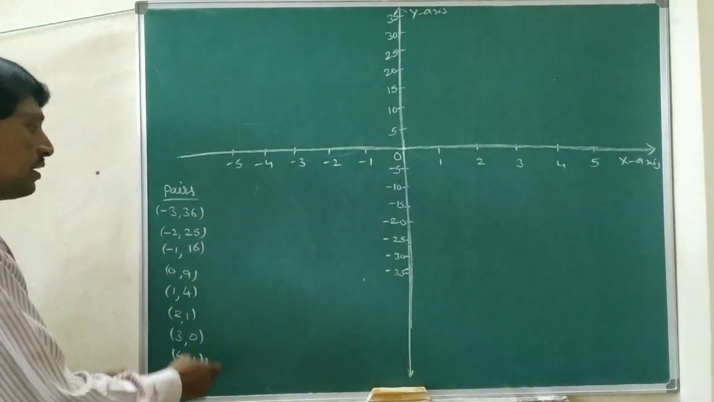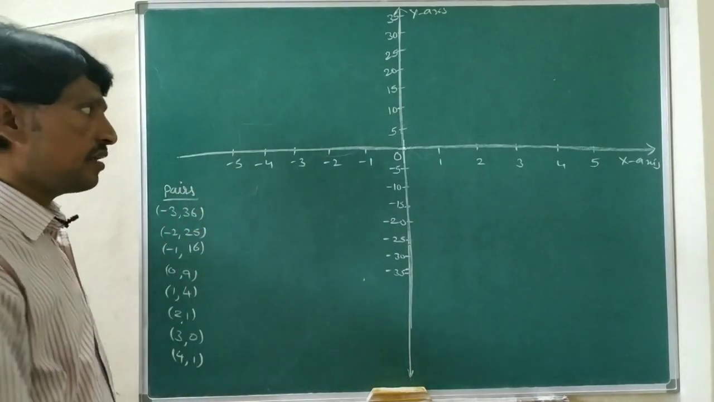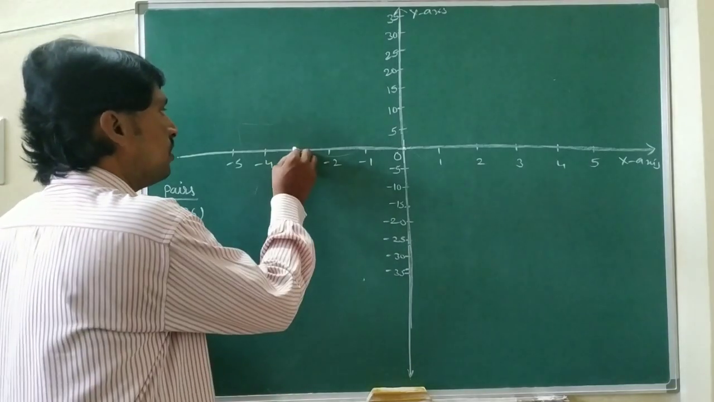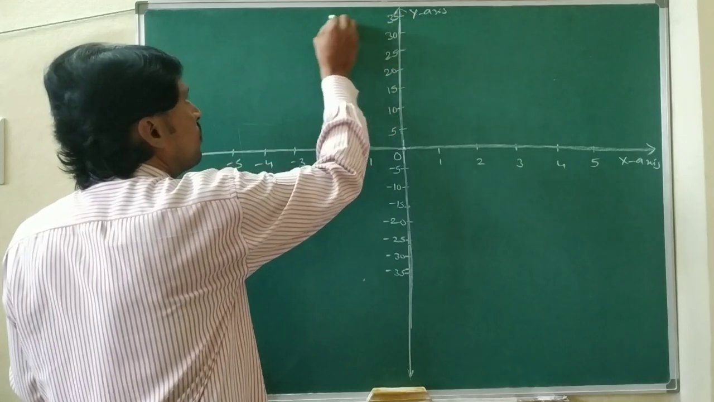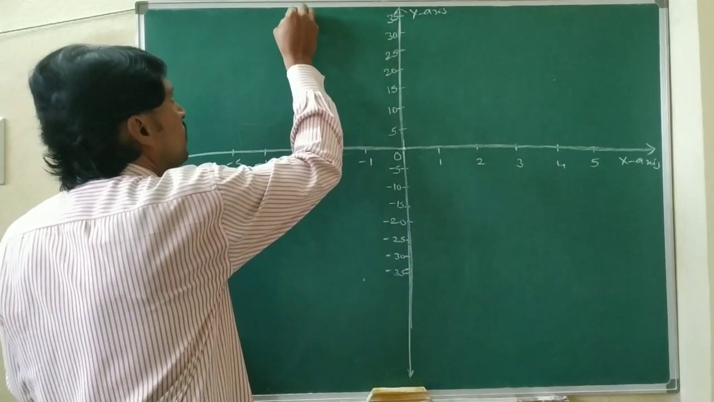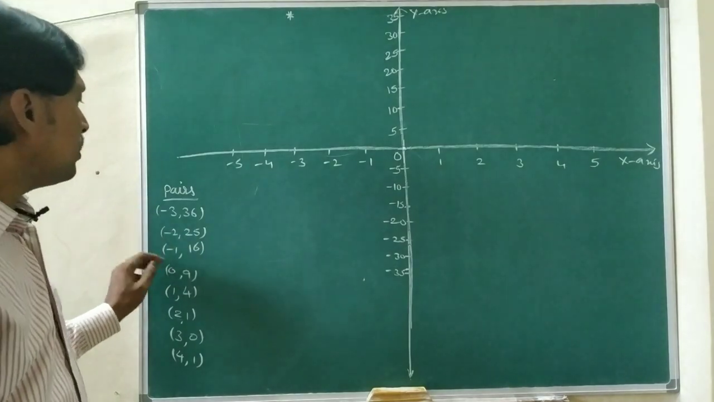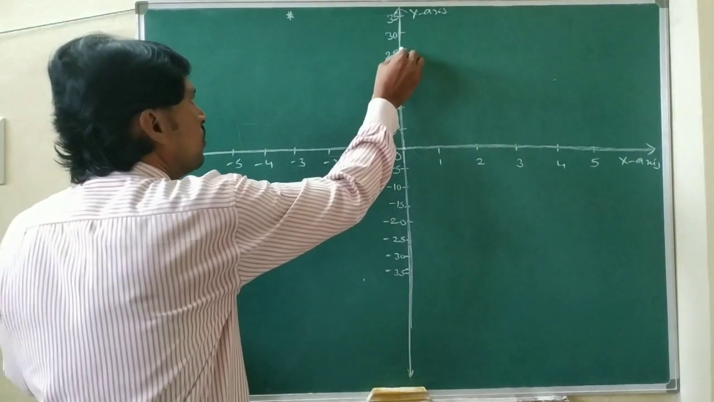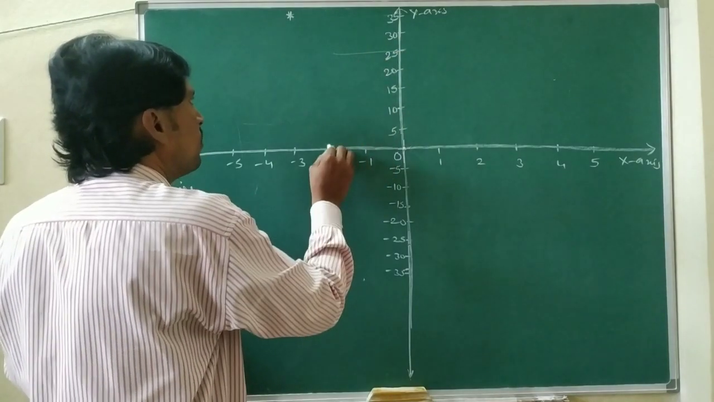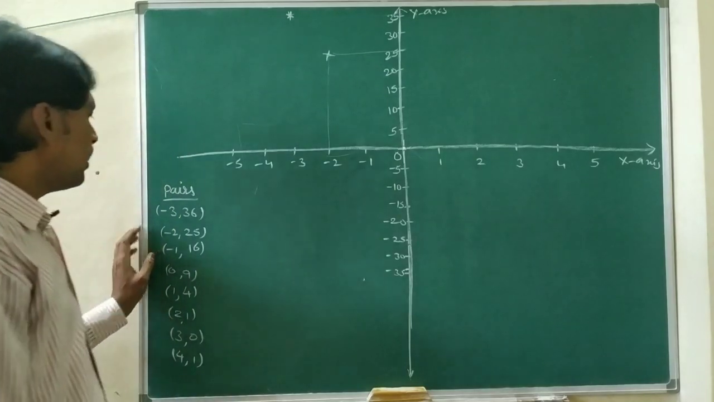So already I have written the pairs here, minus 3 comma 36. So here minus 3 and here it is 36. 36 means 2 lines afterwards we are getting here. This is minus 3 comma 36. Next one it is minus 2 comma 25. This is 25 and this is minus 2. Means it is intersecting here.